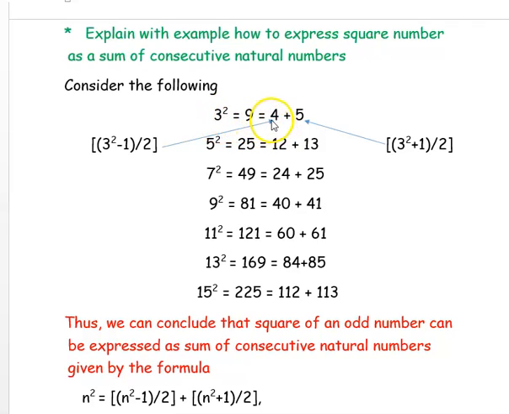I have written it as 4 plus 5. How I got this 4 is 3 squared minus 1 divided by 2. That is 3 square we know. 3 square minus 1 divided by 2. Then how I got 5 is 3 square plus 1 divided by 2.